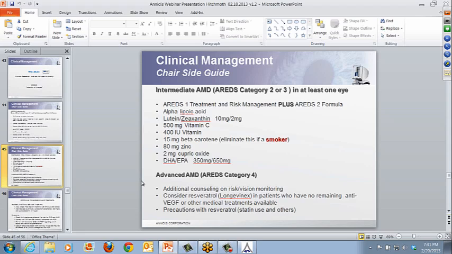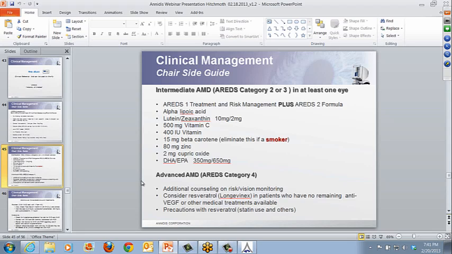So for patients who have intermediate or AREDS category 2 in at least one eye, you're going to do all the things on the prior screen as well as the AREDS 1 formula. I add alpha lipoic acid, also the carotenoids, all the other things listed there in the AREDS 2. In addition, the DHA, EPA, and the dose listed there, okay? In May, hopefully we'll have AREDS 2 data coming out, May 2013 here shortly, that will help drive and define that a little further.